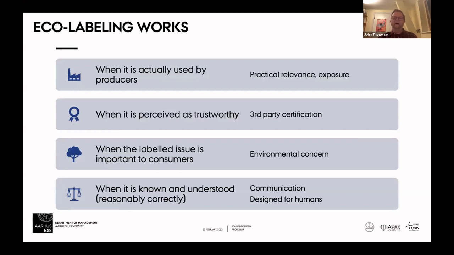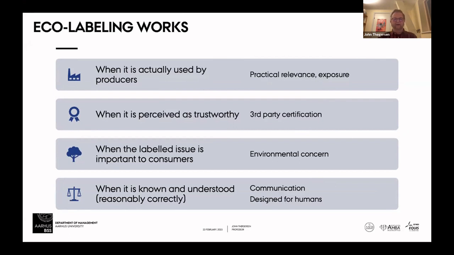And the reason why it's not necessarily perceived as trustworthy is that there have been cases where non-certified, private eco-labels by companies, or label-like messages, have been used that were not necessarily completely trustworthy. So the research shows that the most effective eco-labels are those that are certified by a third party, and the most effective third party in most countries is the state. So state-controlled labels are more trustworthy and more effective.